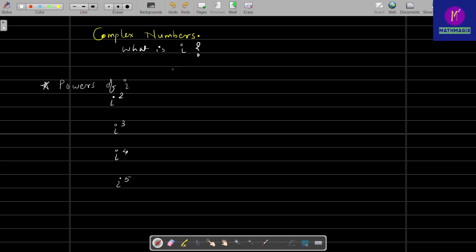Hello everyone. In this video, we will see the definition of a complex number. But before that, let us see what i is. So i is called an imaginary number, which we use to denote root of minus 1. So the value of i is root of minus 1. Now let us see how to find out powers of i.